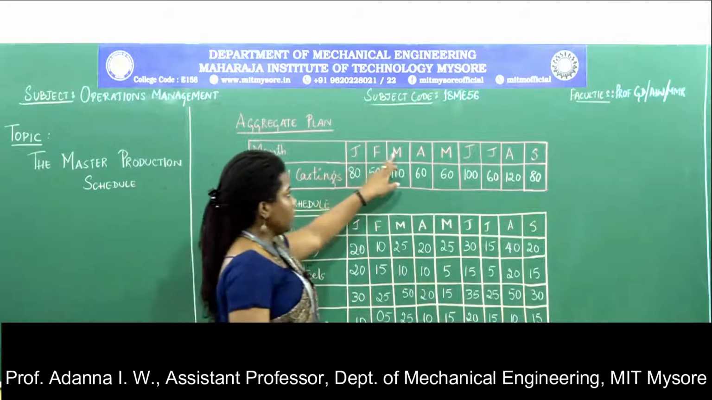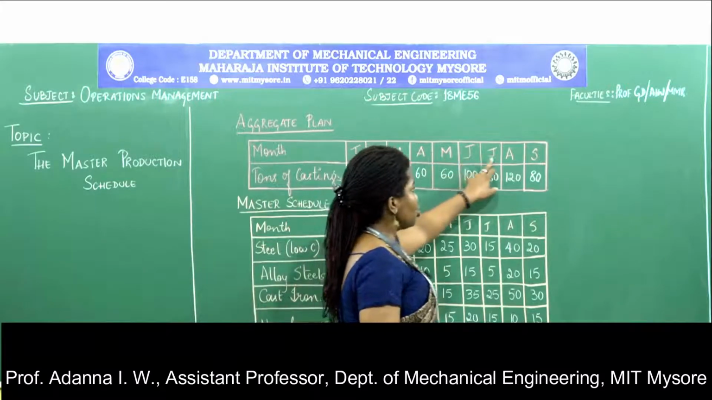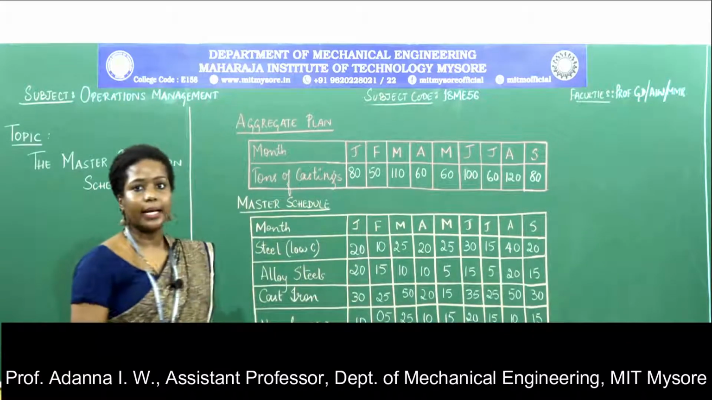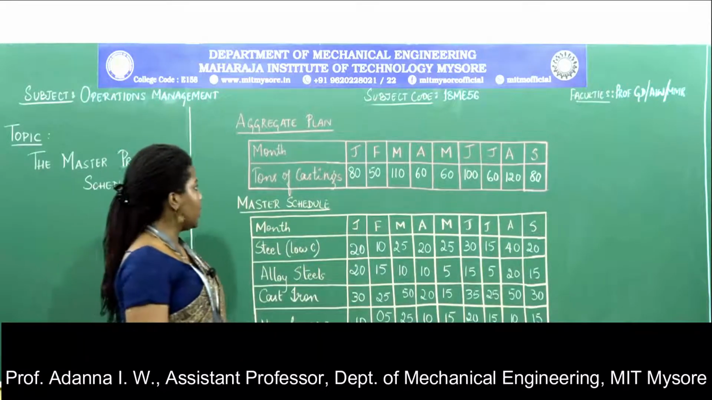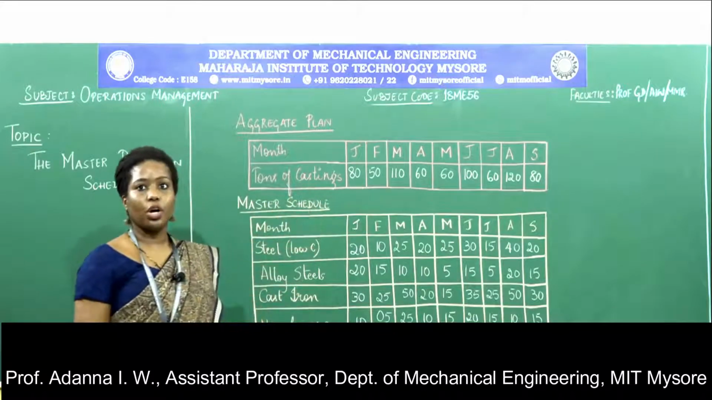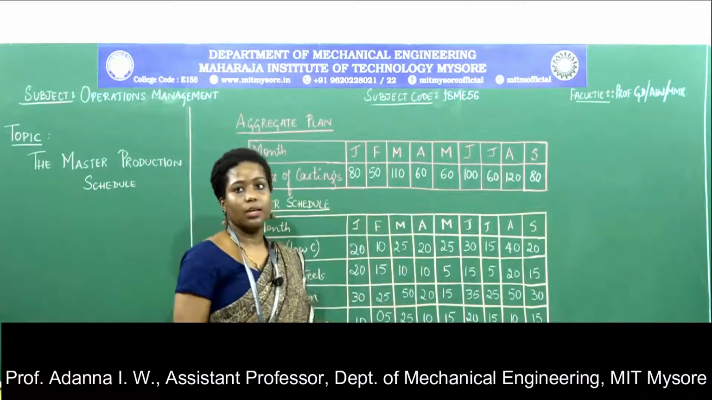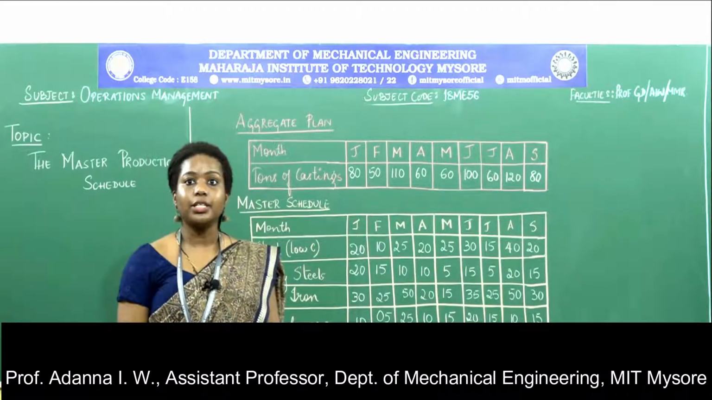So January, February, March, April, May, June, July, August and September. Up to September, for 9 months, I'll create an aggregate plan. What does this mean? Tons of casting that will be procured at the beginning of each time period is given in the table. At the beginning of each production time period.